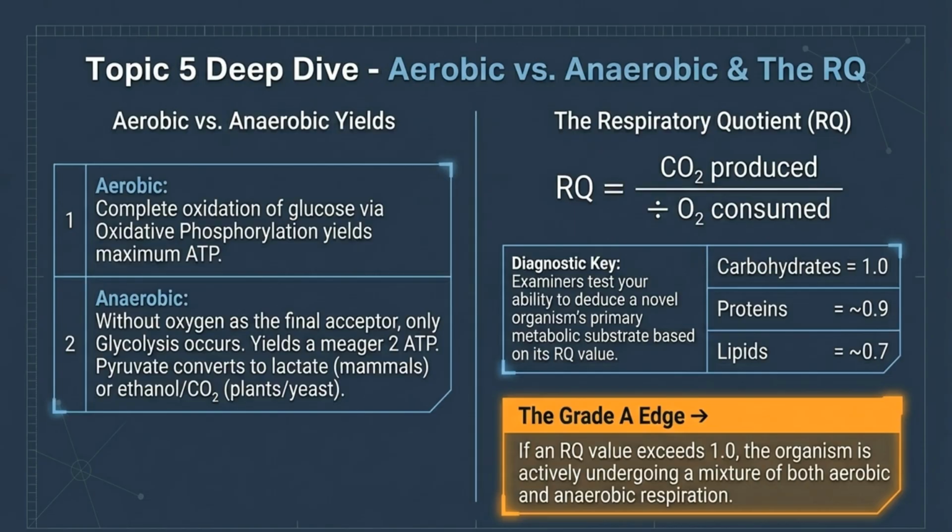You can actually figure out what an organism is eating by looking at its respiratory quotient, RQ. Carbohydrates give you a clean 1.0, while lipids are down at 0.7. If that RQ goes above 1.0, that organism is doing a mix of both aerobic and anaerobic respiration at once.